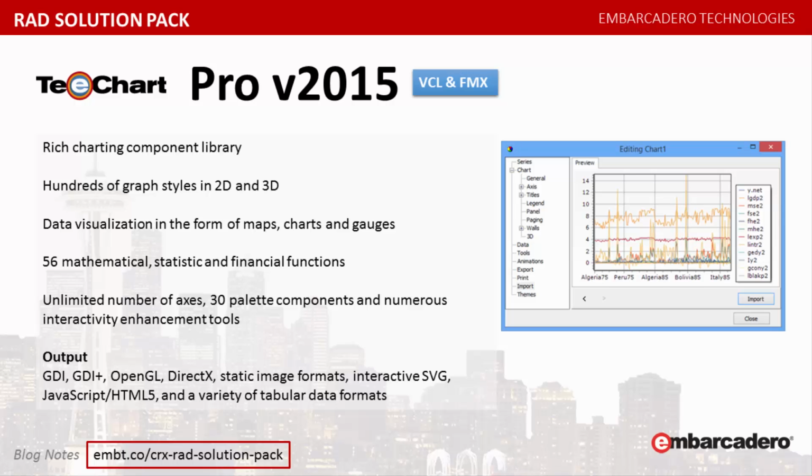TeeChart exports to most widely used static image formats, plus interactive SVG and JavaScript HTML5, as well as a variety of tabular data formats. Its native FMX support means that common source code can be used to deliver charting applications directly to the Windows and Mac desktop, plus iOS and Android devices.